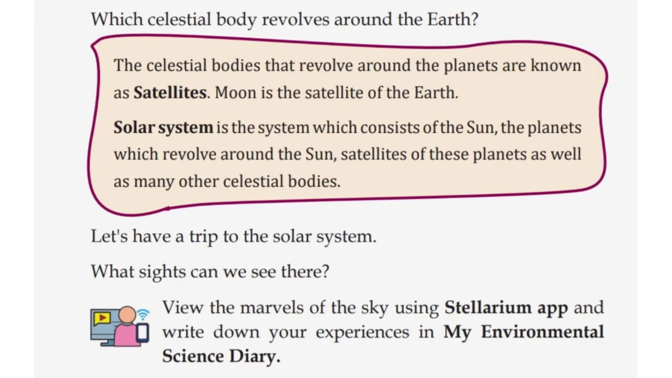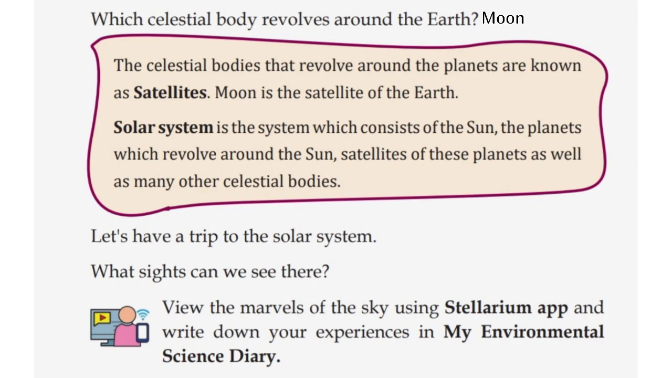Which celestial body revolves around the Earth? Moon. The celestial bodies that revolve around the planets are known as satellites. Moon is the satellite of the Earth. Solar system is the system which consists of the sun, the planets which revolve around the sun, satellites of these planets, as well as many other celestial bodies.